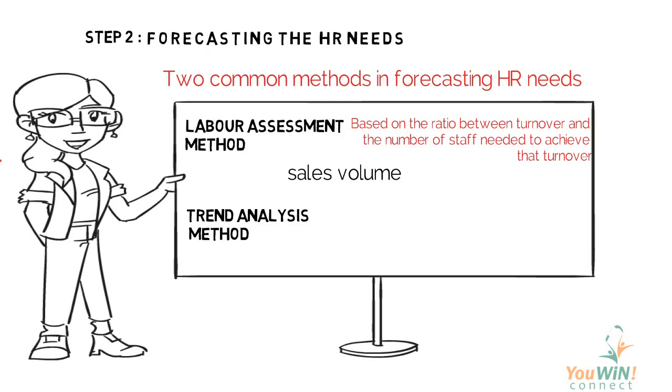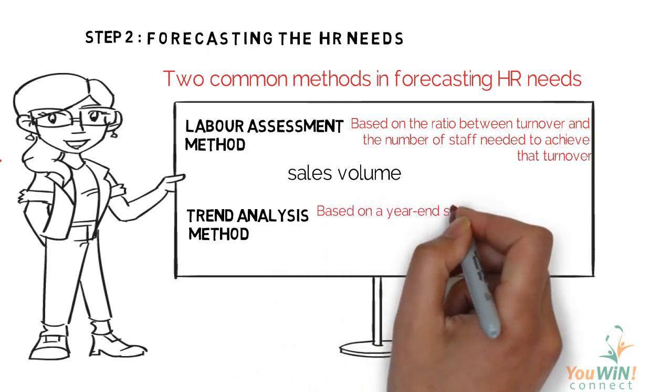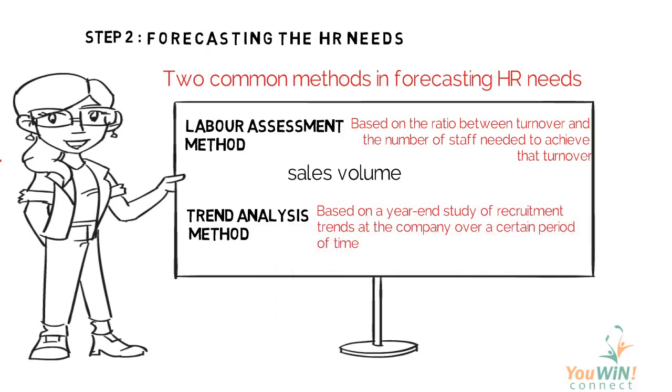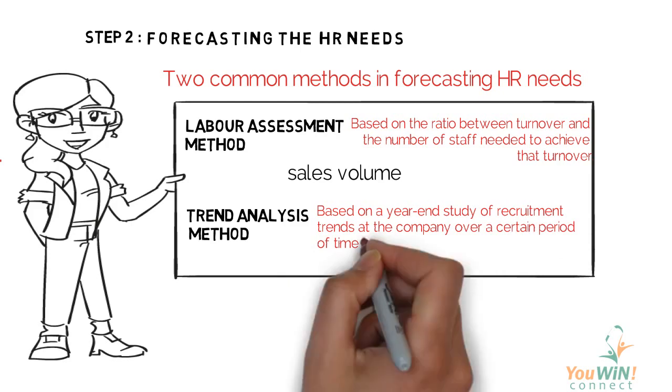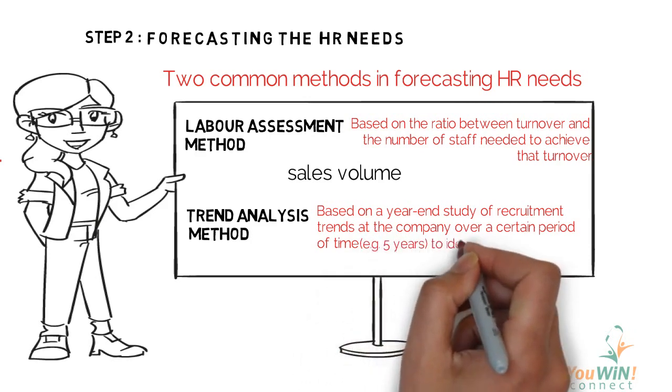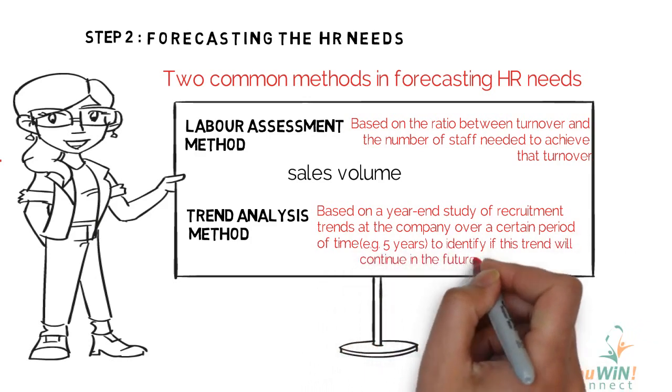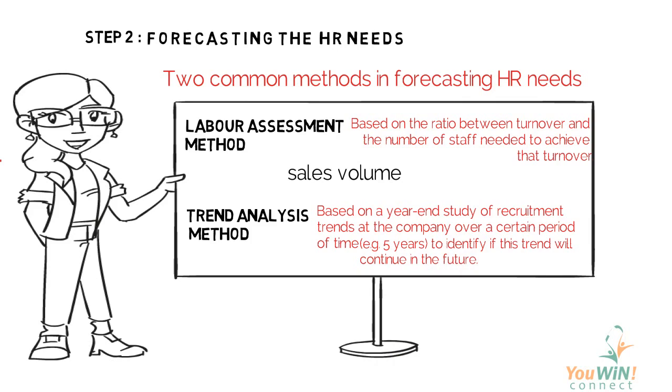The trend analysis method, on the other hand, is based on a year-end study of recruitment trends at the company over a certain period of time. So for instance, as a small business owner, maybe you only started your company about 3 years ago or 5 years ago. So you look at the trend and identify if this trend is likely to continue in the future. These are the 2 common methods that are used in forecasting HR needs.